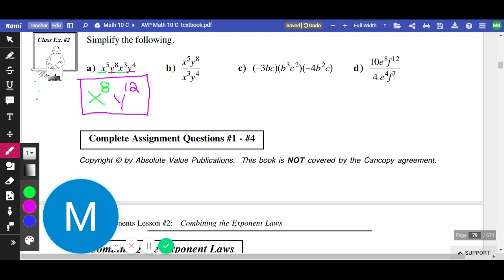Looking at this guy, same idea, it's just now it's division. X's will go with x's, x to the 5, x to the 3 becomes x squared. You subtract the exponent. Letters go with letters, that means y's go with y's. We have 8 minus 4 would be 4, so it's y to the power of 4. That's a y.